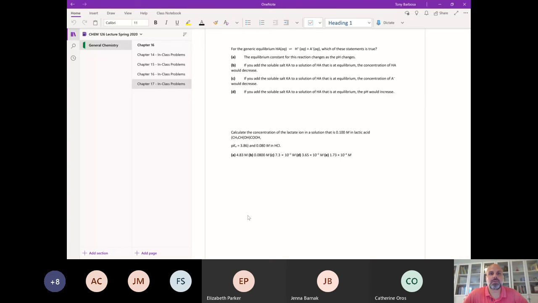Here's a sample problem. It says, for the generic equilibrium, HA is in equilibrium with H plus A minus, which of these statements is true? I'll let you go through and read them, and when you come up with an answer, put it in the text box.